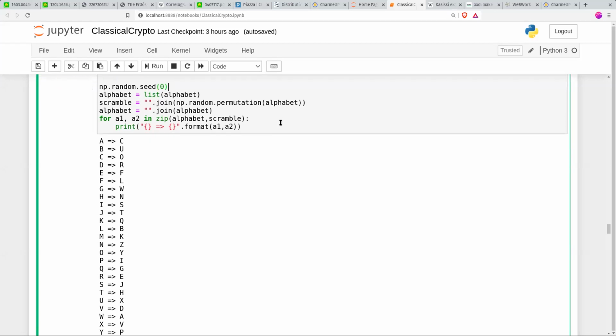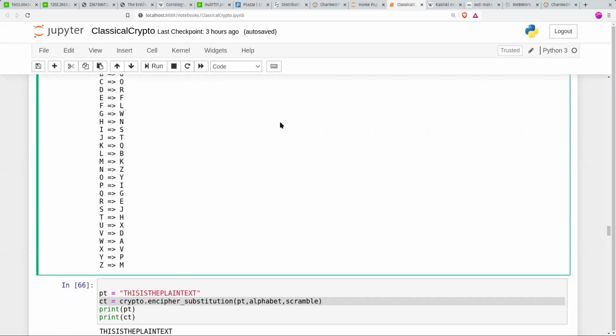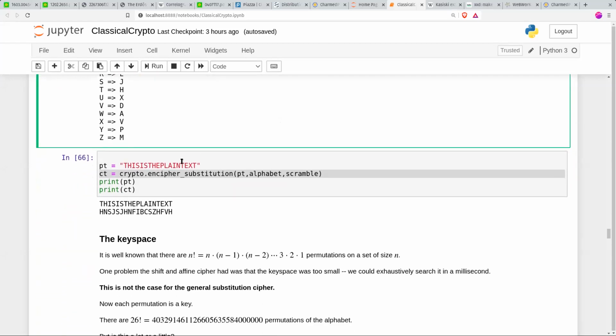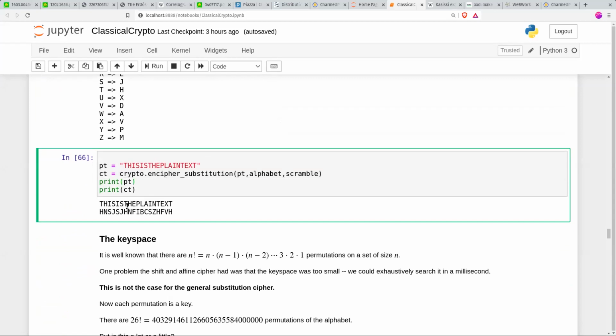So we get this random permutation here. And we can encrypt something using this random permutation. So this is the plaintext, which gets encrypted as this nonsense here.